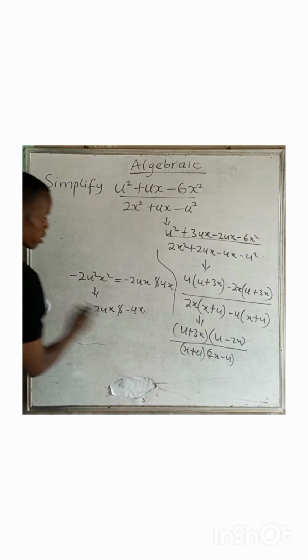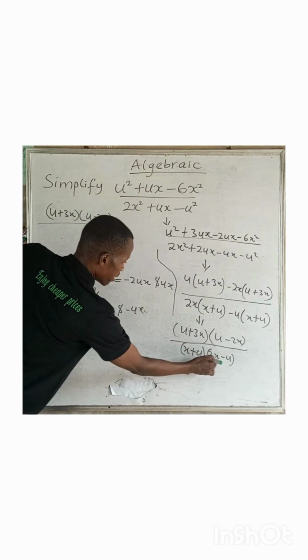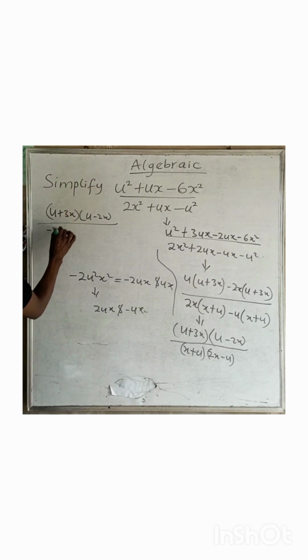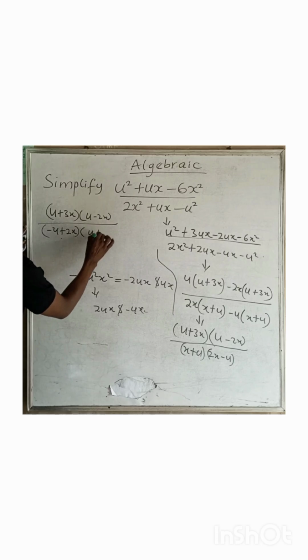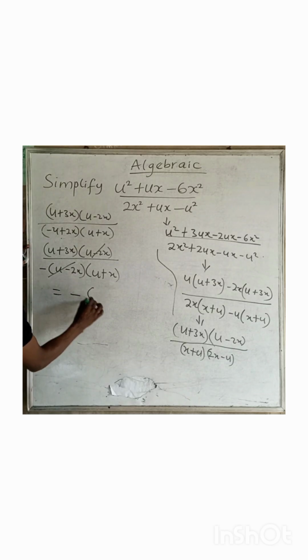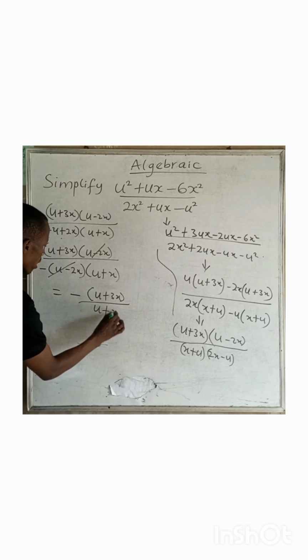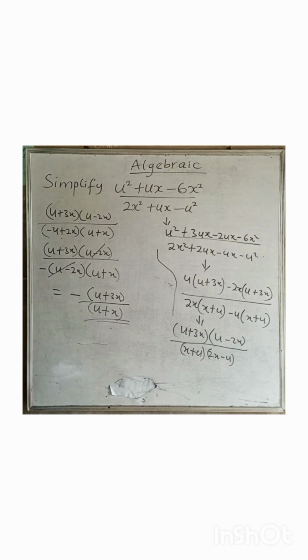We can still simplify this. This one, we can rewrite as minus u plus 2x. If you take out minus from here, we are going to have minus into u minus 2x. This cancels this. Now, our final answer is going to give us minus into u plus 3x, everything over u plus x. So this becomes our final answer.